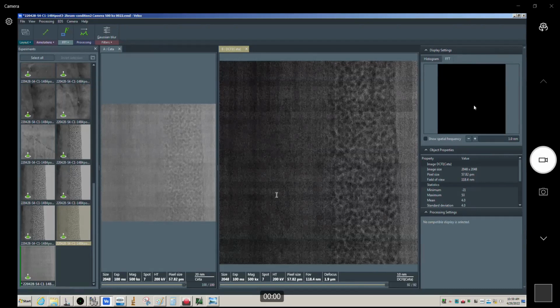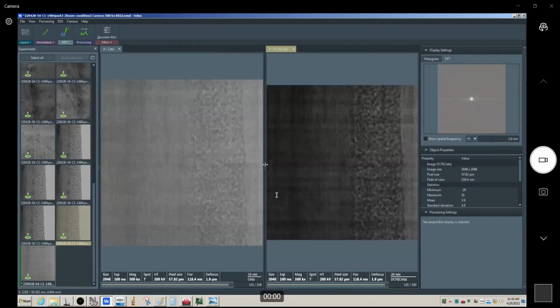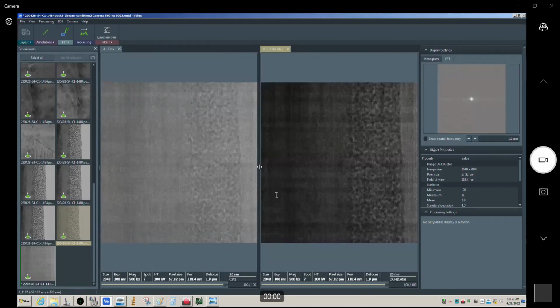Showing anything in the FFT? It's kind of interesting. Anything there? Maybe just wait until it's done. Okay, still not a lot here. I'm guessing that's an issue with there's just not enough signal still.